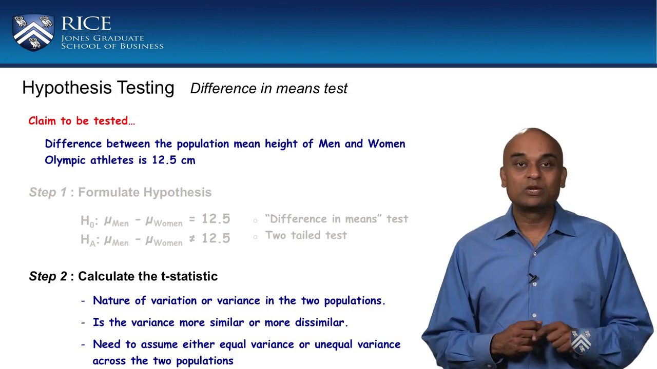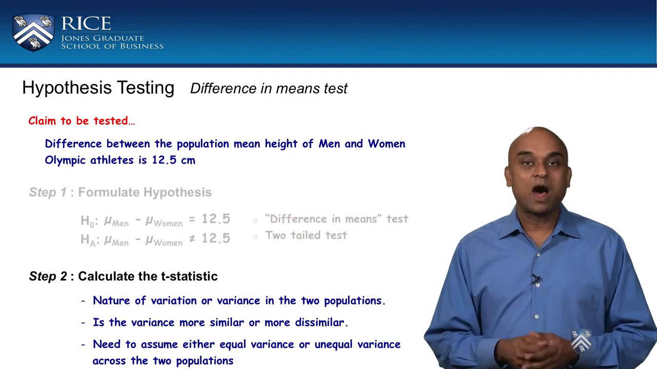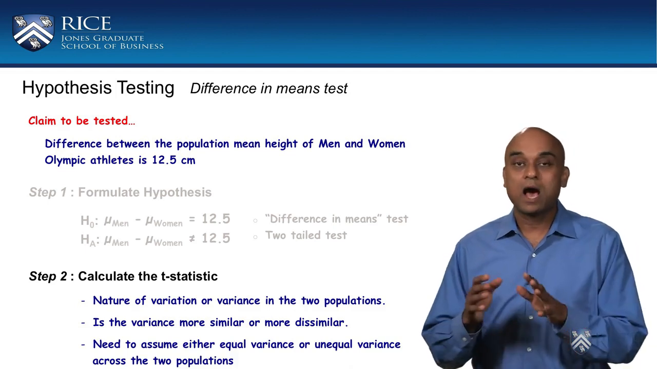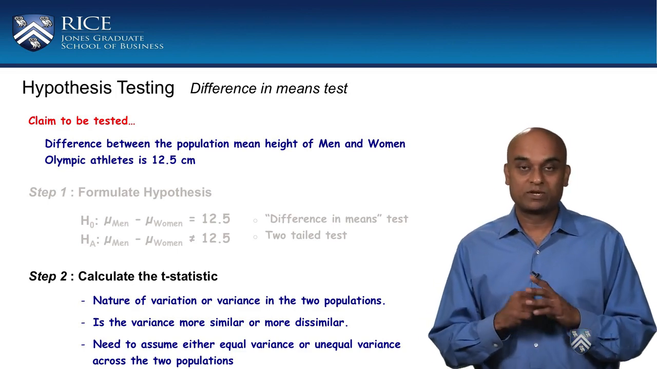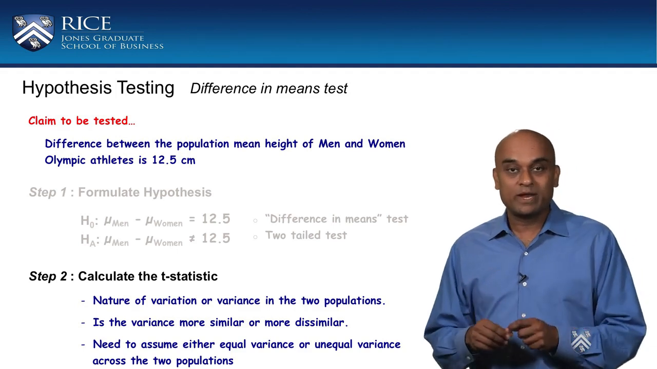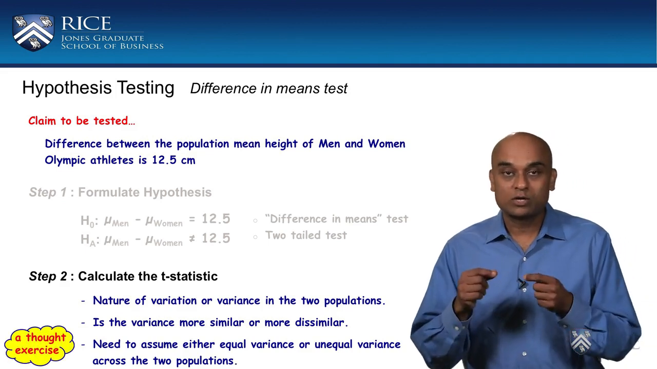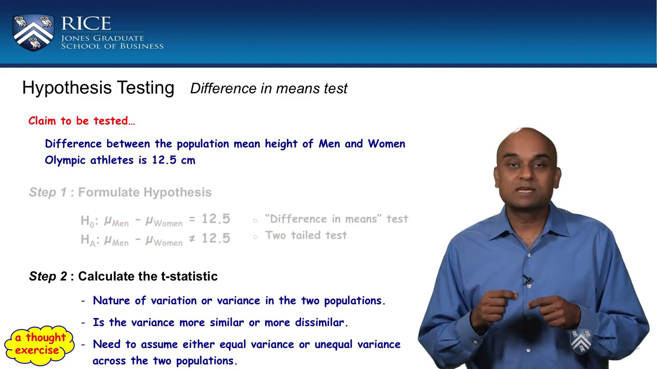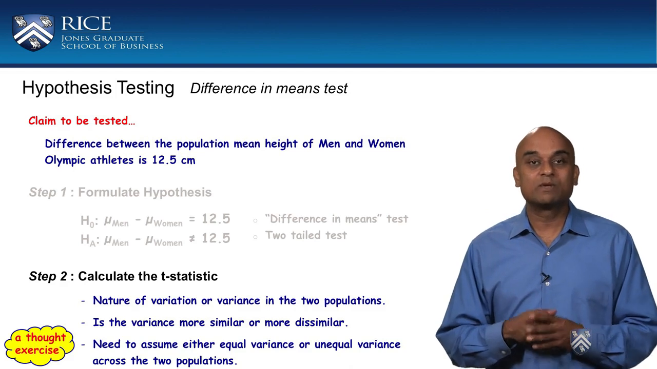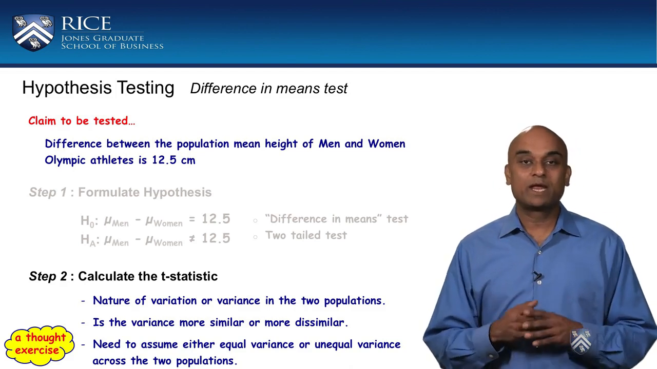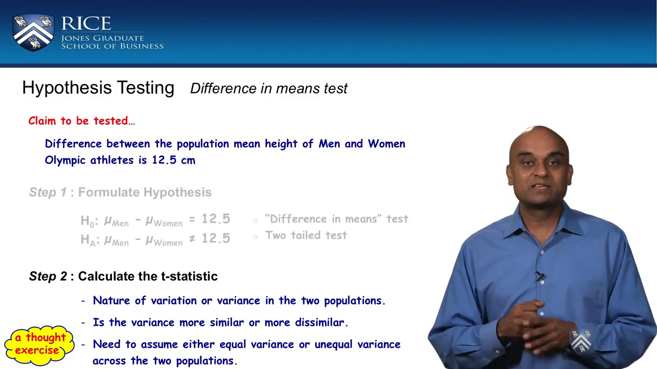In other words, you need to either assume that the population variances for the two populations involved are equal or that they are unequal. Remember, you do not know the population variances or the spread in population data. So, assuming equal variance or unequal variance across the two populations becomes more of a thought exercise. Though there are some statistical tests that help you figure out whether the population variances are likely to be similar or dissimilar, we will not be getting into those tests as the additional value in knowing those tests to business applications is minimal.